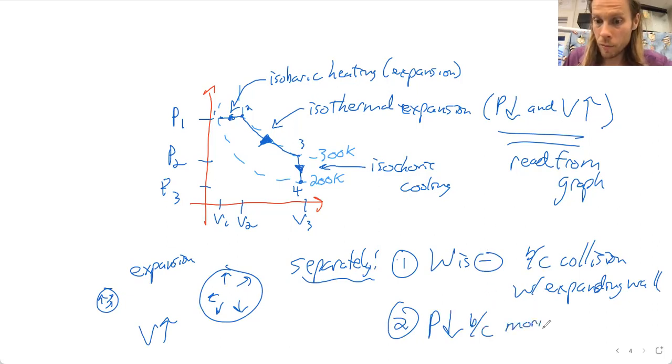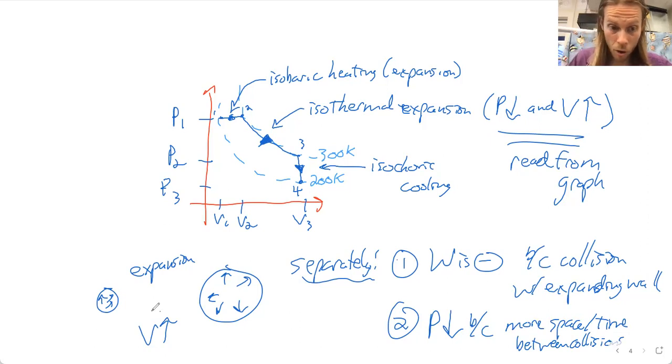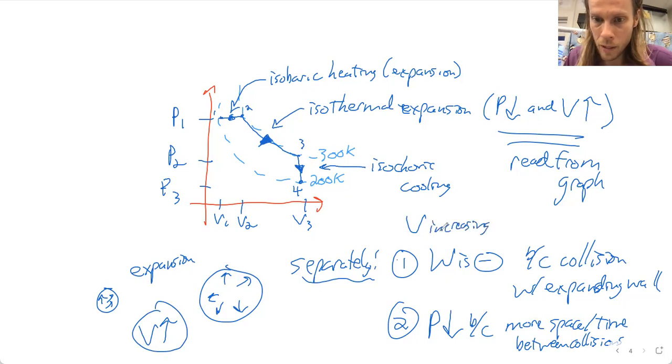more space and time between collisions. Notice that these have nothing to do with each other, except that they're both happening because volume increased. So volume increasing creates both of these simultaneously, but separately. They're completely independent. So V increasing does both of these separately, right?